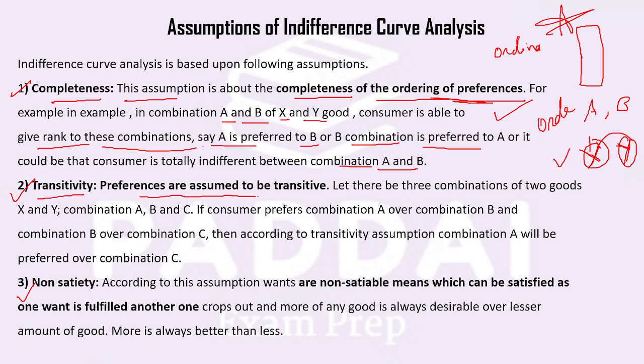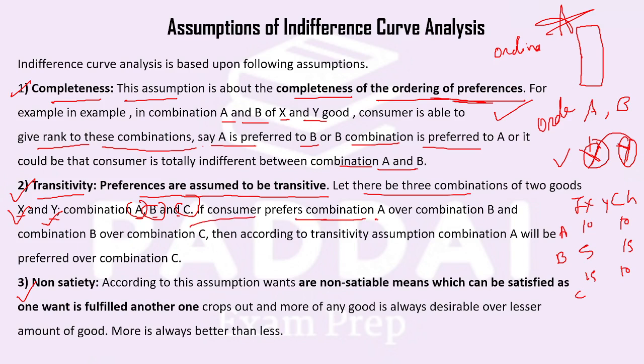Transitivity. Preferences are assumed to be transitive. Let there be three combinations of the goods X and Y: combinations A, B, C. Let's say ice cream, chocolate: 10, 10 is combination A, 5, 15 is combination B, and 15, 10 is combination C. Let's call ice cream X and chocolate Y. If a consumer prefers combination A over combination B and combination B over combination C, then according to the transitivity assumption, combination A will be preferred over combination C.